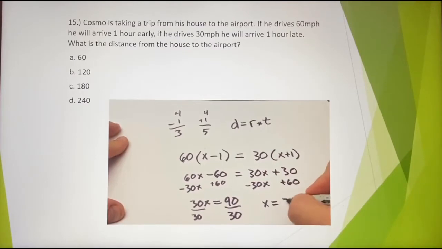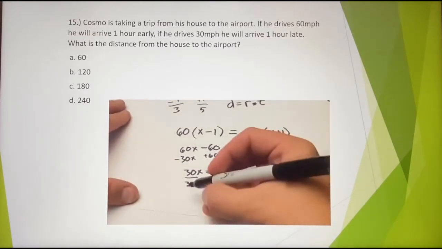And we get that x is equal to 3. Well, this is just our time, right? And so the problem's asking for the distance. Well, this is a distance and this is a distance. So it shouldn't matter which one I plug it in.